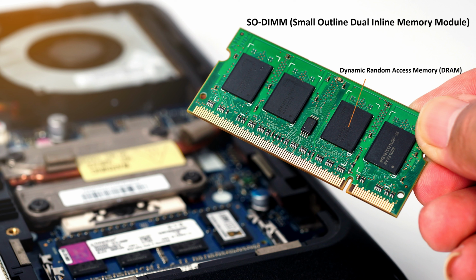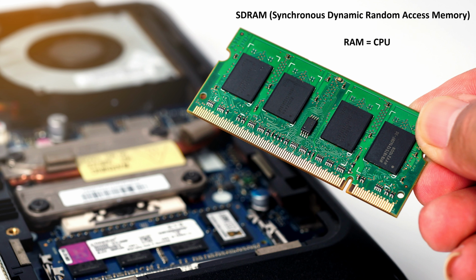The type of memory we commonly use today is SDRAM, which stands for Synchronous Dynamic Random Access Memory. Why is it called synchronous? Because its clock speed is synchronized with the CPU's clock. This allows the CPU to access data more efficiently.